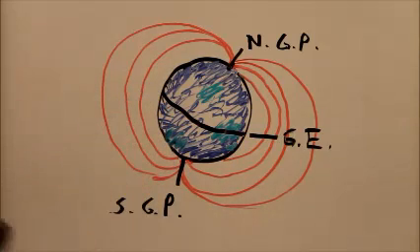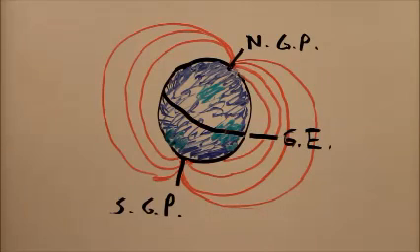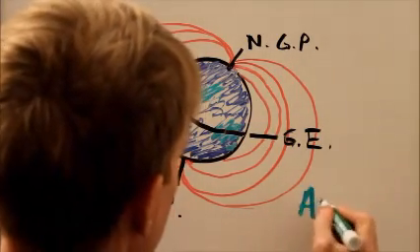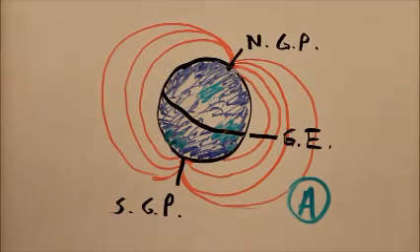That means that the lines of flux run horizontally or parallel to the surface. We will experience that state of affairs at the geomagnetic equator. So the correct answer to this question is A.